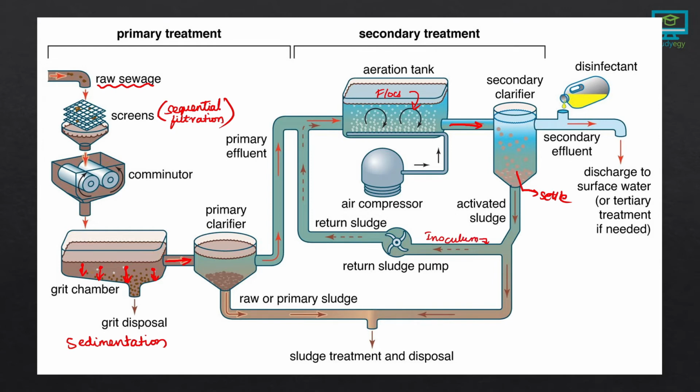Next, here we do anaerobic sludge treatment, where both the settled particles from the primary effluent and the secondary effluent are combined in one place and they are treated. Now the secondary effluent is either directly discharged to the surface waters, or it may undergo tertiary treatment if needed. So this is all about the sewage treatment plant.